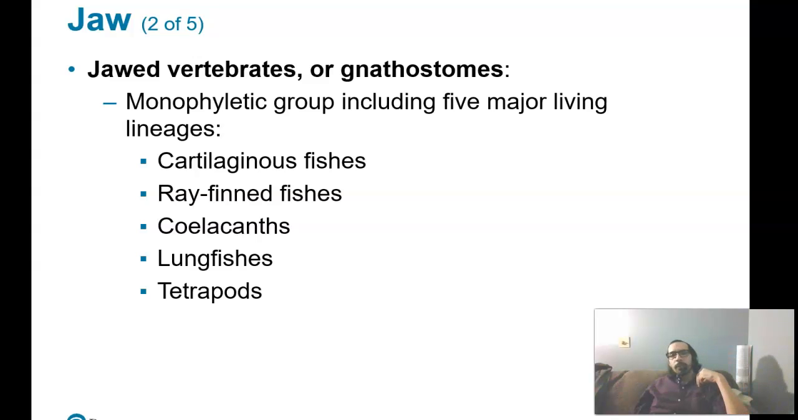Okay, so they do form a monophyletic group that includes 5 major living lineages. So you have the cartilaginous fishes like the sharks and rays, the ray fin fishes, okay, coelacanths, lungfishes, and also tetrapods. So these form a monophyletic group, okay, for the jawed vertebrates or gnathostomes.